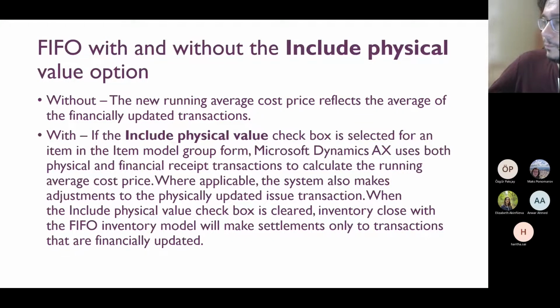So when we are working with FIFO, we also have running average cost price, which represents an average of the financially updated transactions. We can also include the physical value option on the item model group, and when it's selected, then both physical and financial receipt transactions are used to calculate running average cost price. Running average cost price is the cost that the system uses in issue transactions that we are selling, physically issued. That's what I was saying earlier, that when we post packing slip or product receipt, we're using average cost and not the real cost.